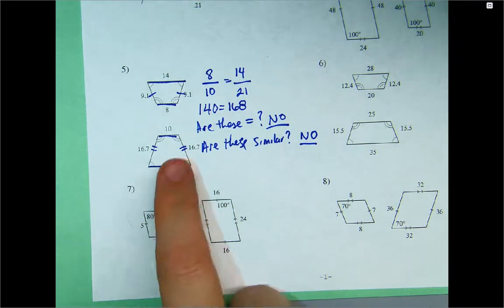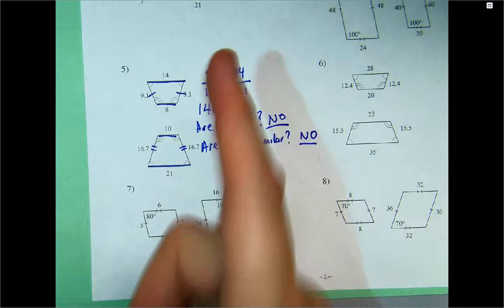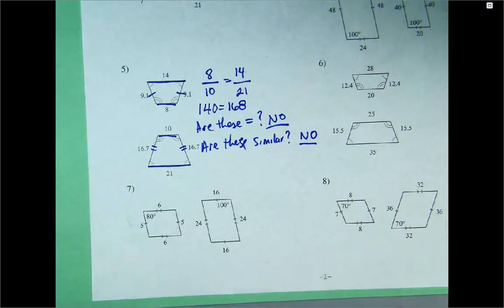We can still examine these shapes. We can still figure out the areas. We can still do all the things that we want to do with it. It's just they're not similar. So don't think that if they're not similar, they're bad. Because I know a lot of us, as soon as we find out that there's no solution, we get this whole negative picture of what's going on in our head. That's not the case at all.